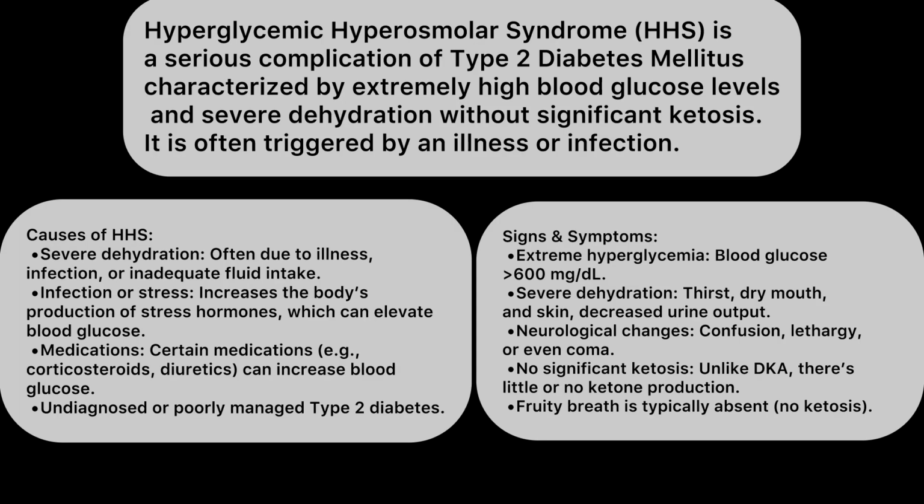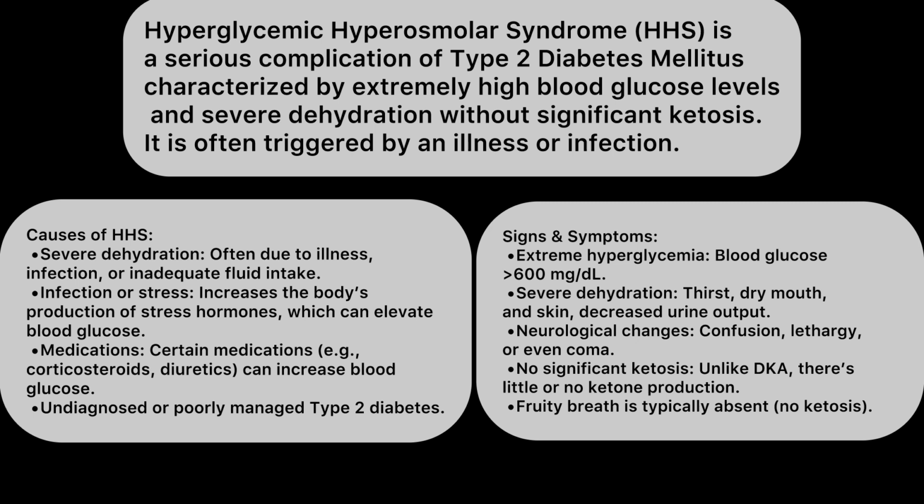Okay, now here we go for HHS. Hyperglycemic hyperosmolar syndrome is a serious complication of type 2 diabetes mellitus characterized by extremely high blood glucose level and severe dehydration without significant ketosis. It is often triggered by an illness or infection. The causes are a patient with type 2 diabetes, mainly severe dehydration, infection or stress, and some medications like corticosteroids and diuretics. The signs and symptoms are extreme hyperglycemia, blood glucose level greater than 600 mg per dL, severe dehydration, neurological changes, no significant ketosis and no fruity breath. These are the symptoms which differentiate this condition from DKA.